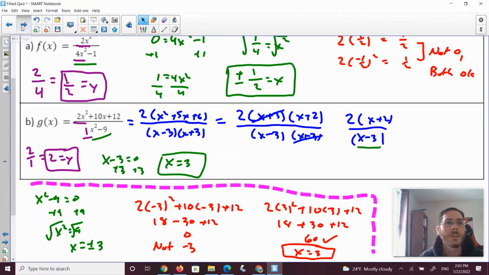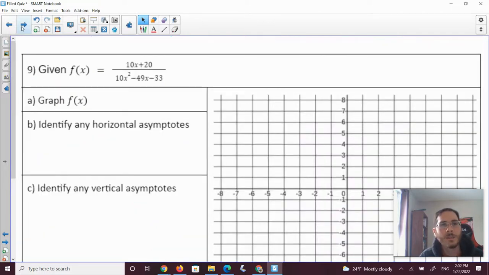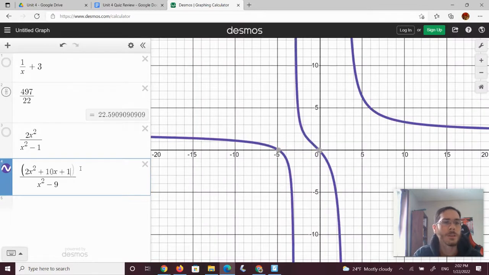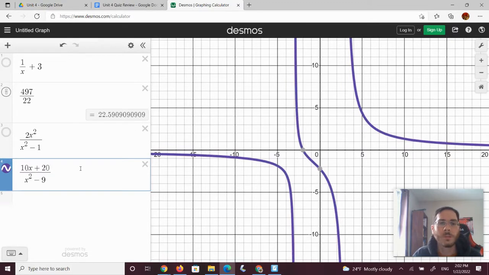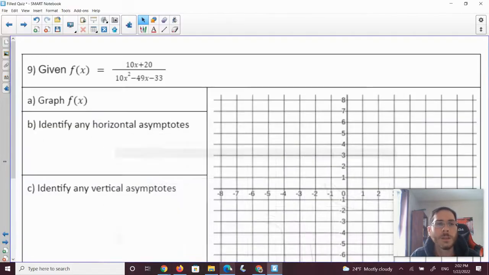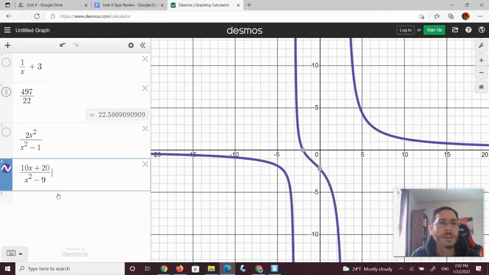All right. Next one, number 9. Given f of x is this equation, we want to first graph f of x. So it's possible to do this one by hand, but based on the instructions, it looks like we're supposed to graph it first. So let's do that. We got 10x plus 20. And on the bottom, we've got 10, negative 49, negative 33.